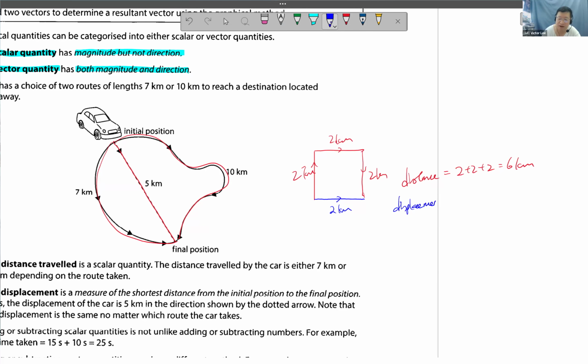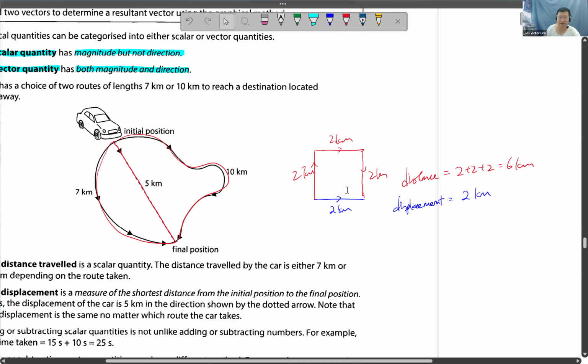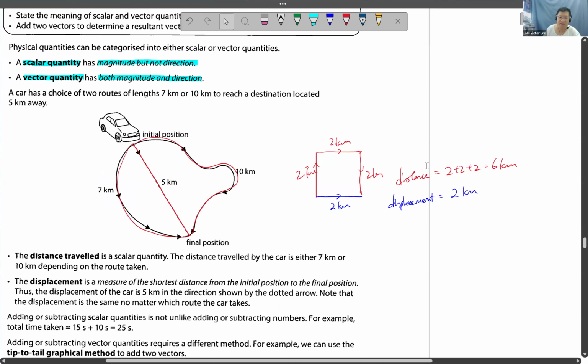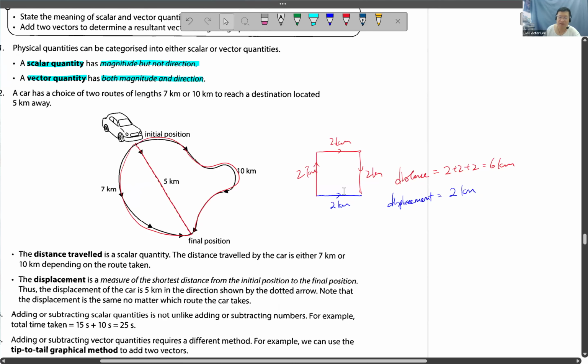Displacement means what is the ending point compared to the starting point? The answer is 2 km, the blue color. You got it? So displacement has a direction. The distance doesn't have direction in this case. Okay, so displacement is a vector. This is a scalar, just a quantity without direction, but this has a direction.